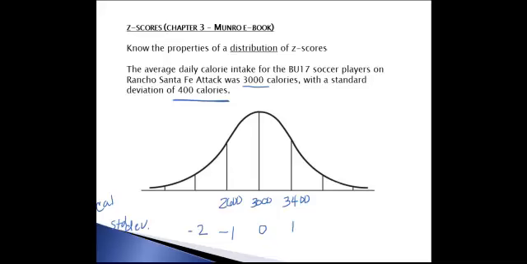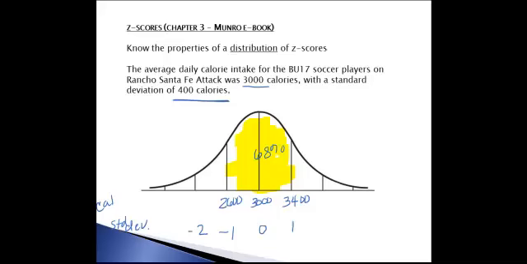And then here we could go -2. Oh, well, let's talk about this first. If we had this amount, this is between +1 and -1 standard deviations from the mean, and that would give us 68% of the data. So 68% of the boys on this team ate between 2,600 and 3,400 calories daily.